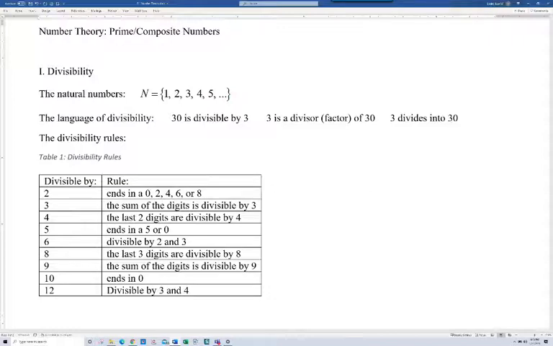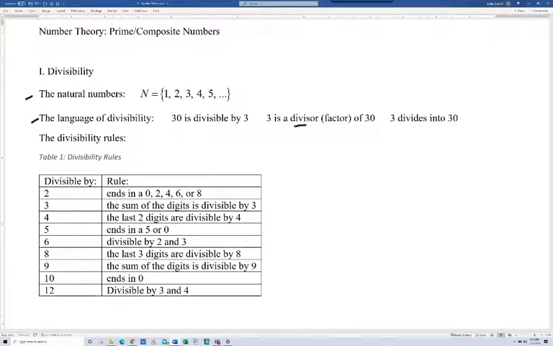Let's talk about divisibility first. And you can see here we have the natural numbers, which are sometimes called the counting numbers, 1, 2, 3, 4, and so on. We have some language that we use when we talk about divisibility. We could say 30 is divisible by 3, or 3 is a divisor or factor of 30, or 3 divides into 30.